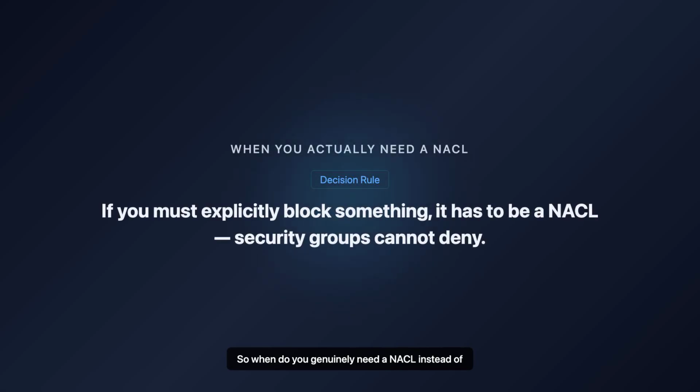So when do you genuinely need a NACL instead of a security group? Here's the decision rule that answers most exam questions on this topic. If you must explicitly block something, a specific address, a whole range, a particular protocol, it has to be a NACL. Security groups cannot deny, period. The moment a scenario says block or deny or stop this range, your answer involves a network ACL. Let's make that concrete.